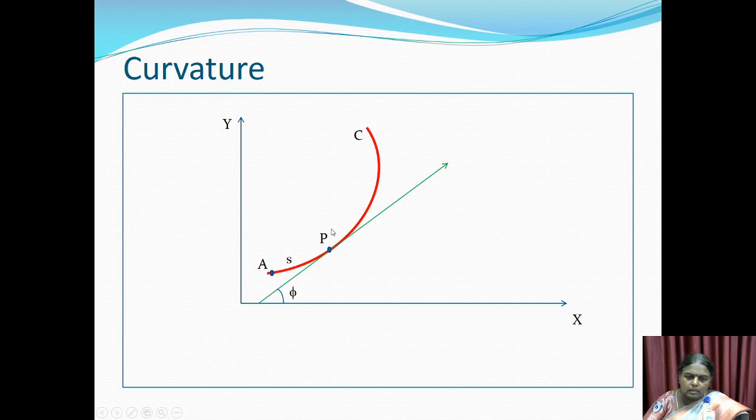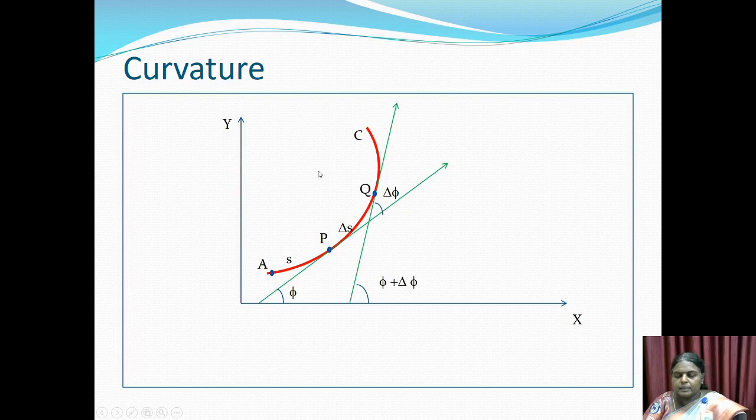After a small displacement delta S, after a shift delta S, the new position of the point P is Q, and the corresponding tangent also changes its direction. Here the tangent at P is facing this direction, and after a bending, the tangent at Q faces this direction. So there is a corresponding change in the angle, and this makes an angle psi plus delta psi with the x-axis. So the angle between the two tangents is nothing but delta psi.